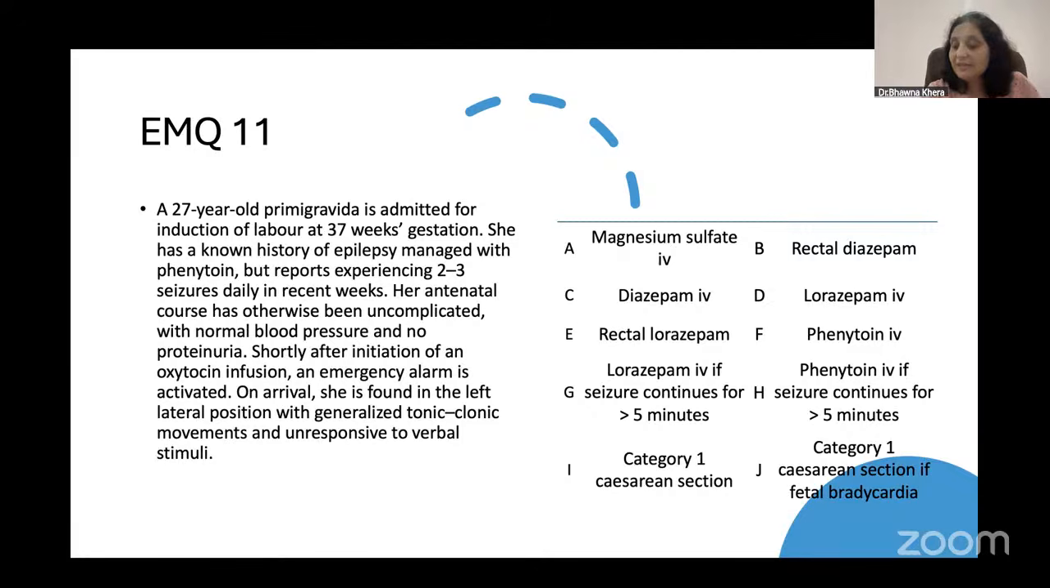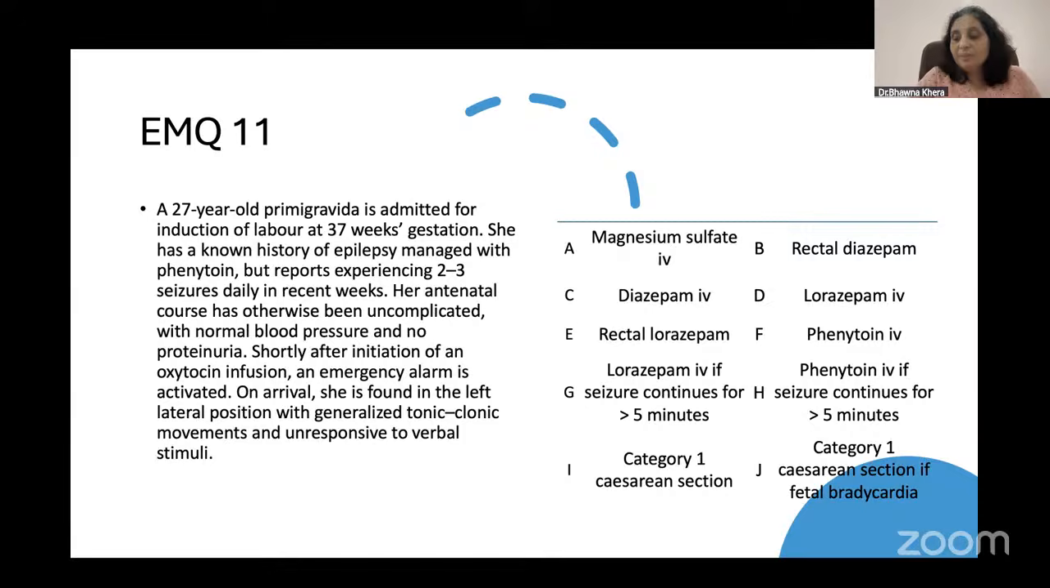Okay, so the patient has a known history of epilepsy, managed with the phenytoin, and now blood pressure is normal, no proteinuria, and oxytocin infusion is being given to her. And on arrival, now the fit is there. So what we need to do in this case? G, B, D. G is what? Lorazepam IV if seizure continues for more than 5 minutes. B is rectal diazepam. D is lorazepam IV. H is the phenytoin IV.